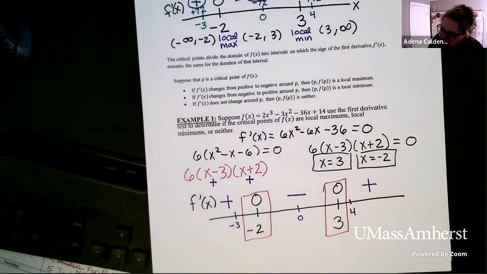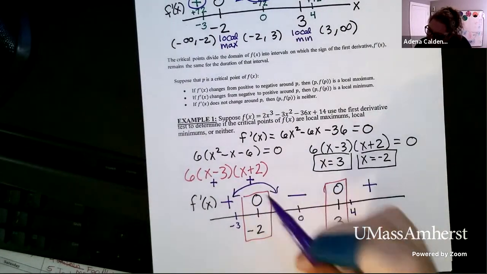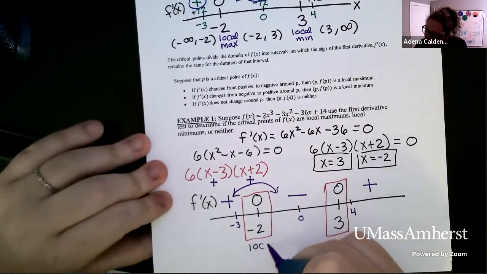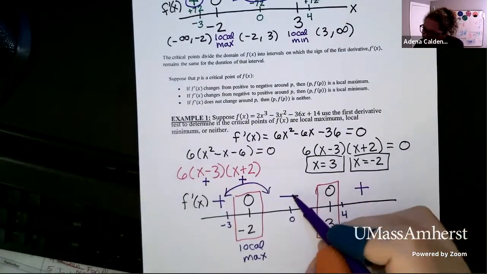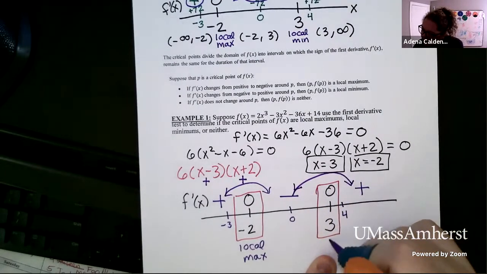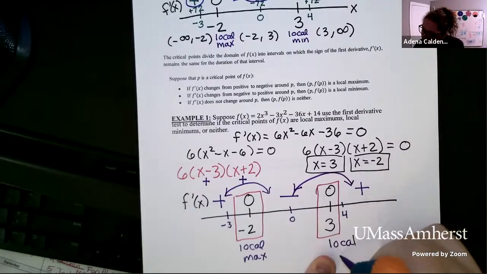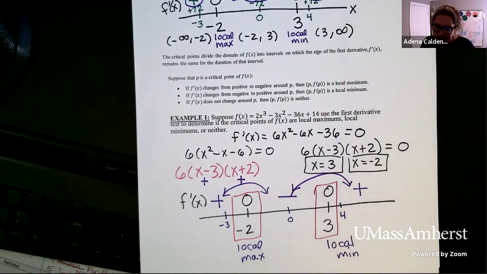So here again, when we go from positive to negative, that's going to make this critical point a local max. And then here for our second critical point, we go from negative to positive. So if we go from negative to positive, we have a local min. If the sign does not change, then it is neither.